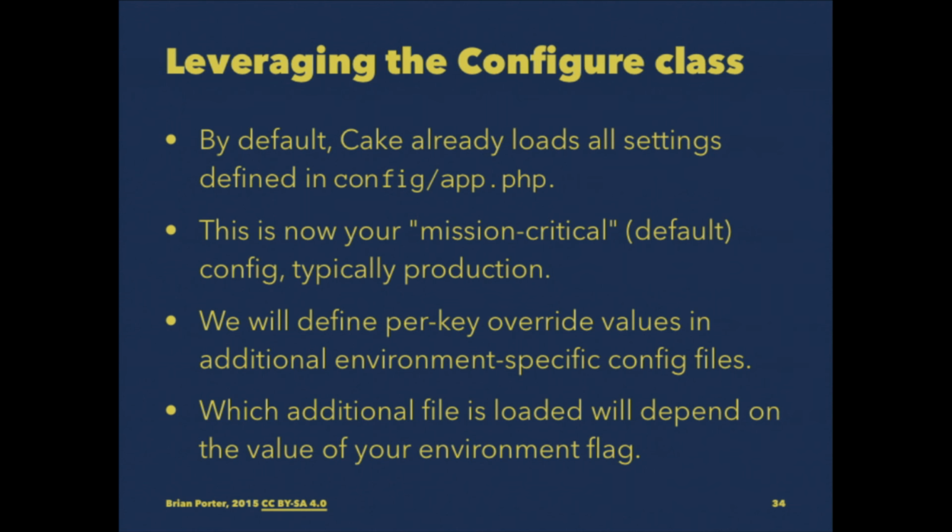And the first one is we're going to declare our stock app.php file to be our mission-critical config. Everything that is production or the most important environment will be defined there. It will be a full set of config values. And then, on top of that, we'll have additional config files that are sparse. They're only going to define the keys for the environments that need values different from production. And we're going to extend Configure's capabilities to include this environment awareness by adding some code that will do the loading for us and cascade these values in the correct order.